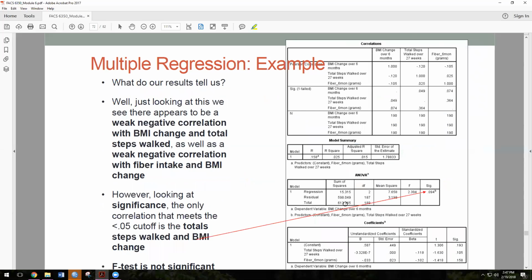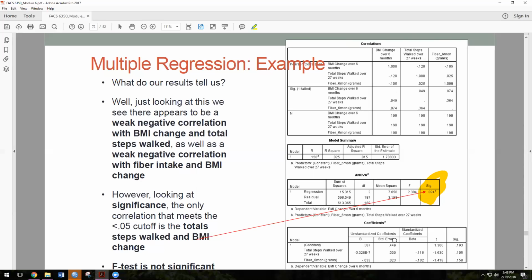So in this example, the first thing that I look at when I get my output is my significance. So I get 0.094, which means that it's greater than 0.05. So I might as well just throw this out because I can't talk about it any further, because the overall model is not significant. So in my results section, I would say the overall model is not significant (p = 0.094).